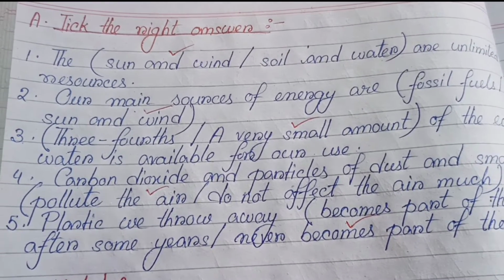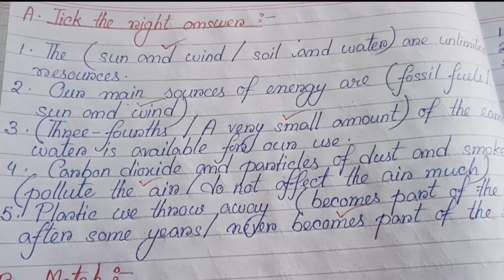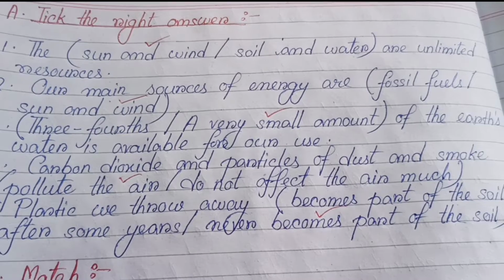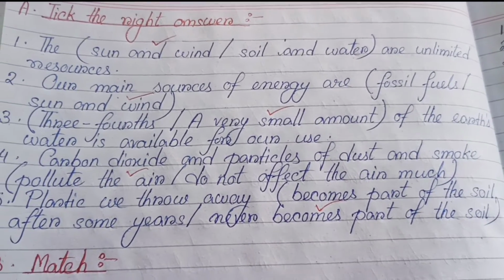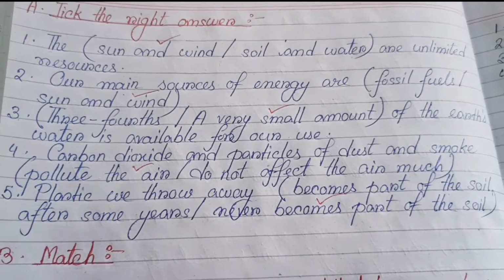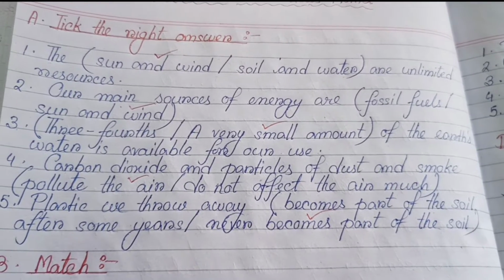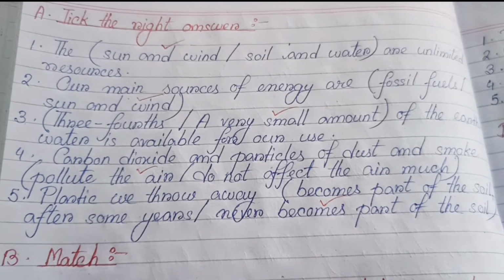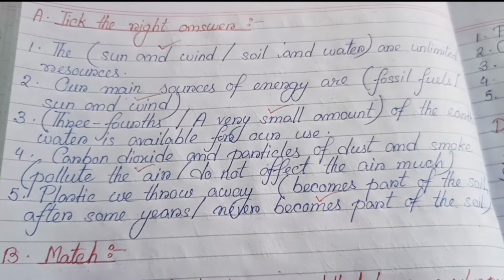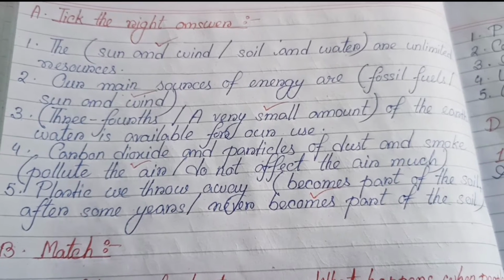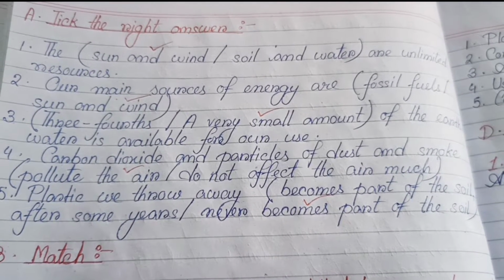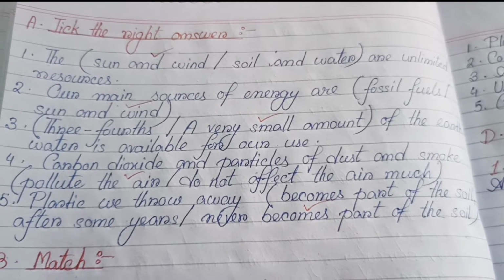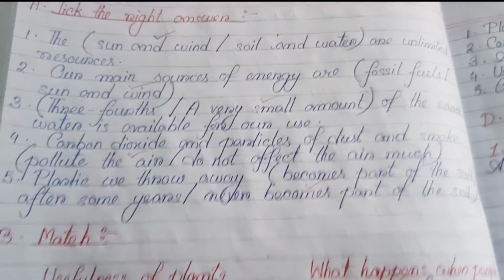Number 3, 3/4 or a very small amount of Earth's water is available for our use. Answer is a very small amount. Number 4, carbon dioxide and particles of dust and smoke pollute the air, do not affect the air much. Answer is pollute the air. Number 5, plastic we throw away becomes part of the soil after some years or never becomes part of the soil. Answer is never becomes part of the soil.